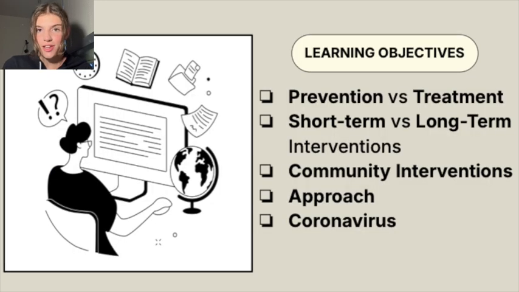We'll discuss prevention, community intervention, and critical elements of the community psychology approach, such as social justice, the ecological model, and research methods. We'll also talk about how community psychology relates to the coronavirus pandemic.